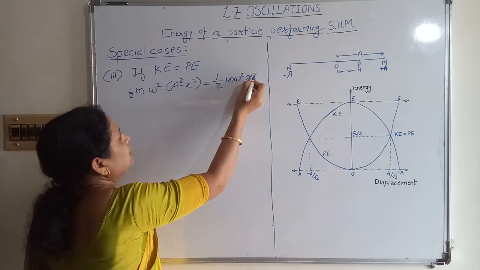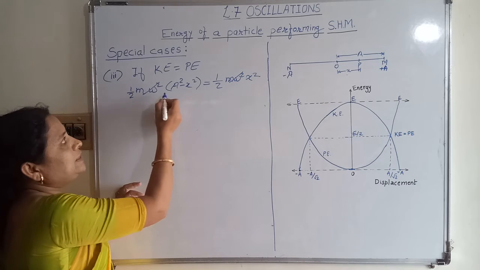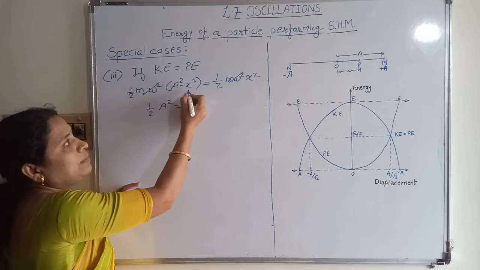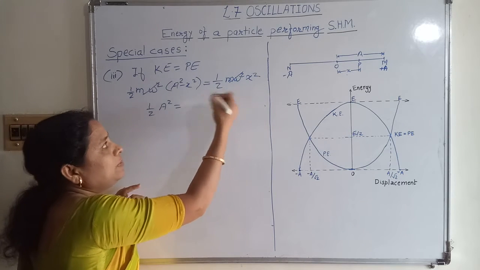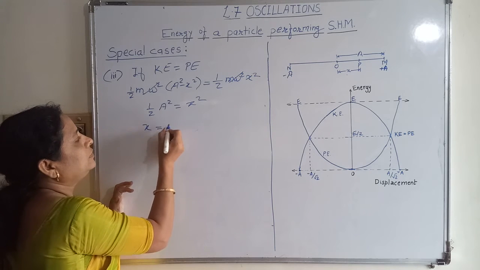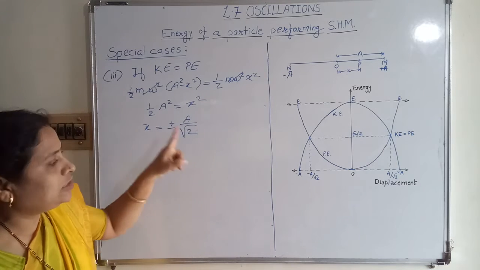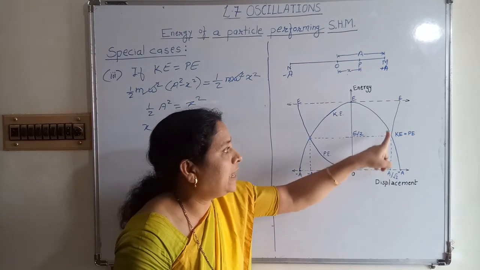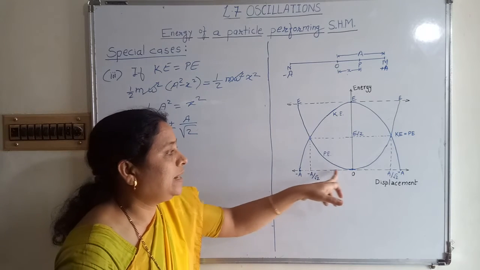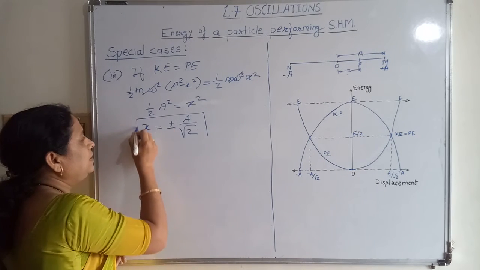Here m omega square cancels. When we multiply, we get half a square equal to half x square plus half x square, which gives x square. So we get x equal to plus or minus a upon root 2. That means at x equal to plus a by root 2 the kinetic energy is equal to the potential energy, and at x equal to minus a by root 2 also, the kinetic energy is equal to the potential energy. This is very important for the objectives.